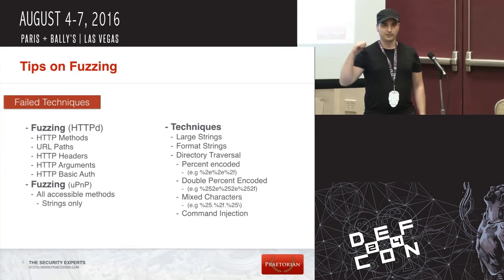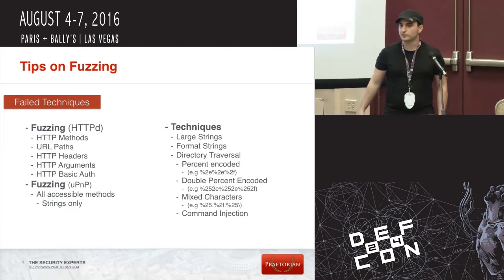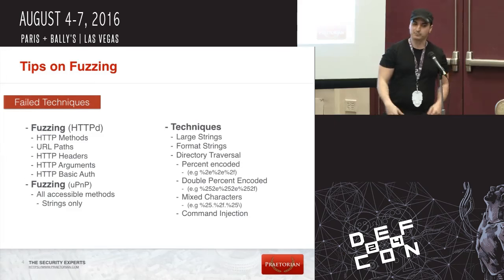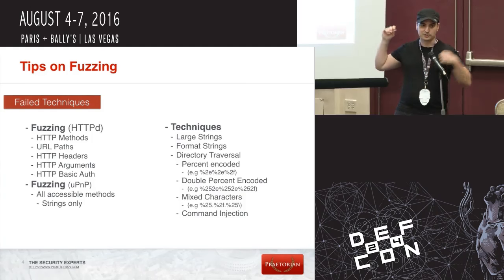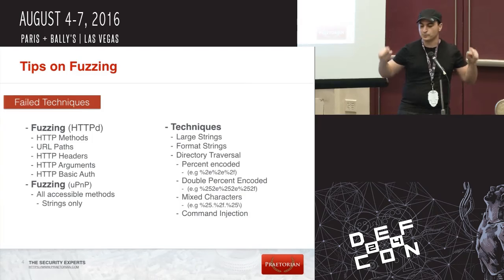So then I started taking it further. I was like, well, what about directory traversal? Maybe pull some files. We do double percent encoding, mixed characters. So we can do percent 25, 41 for a capital A. Or let's just do all these crazy things or command injection. Just fuzz everything. But nothing was working.